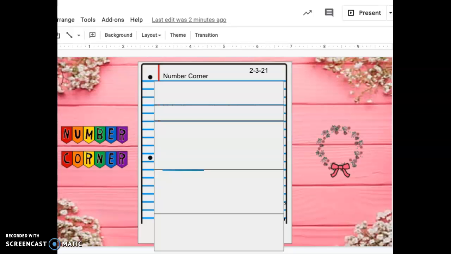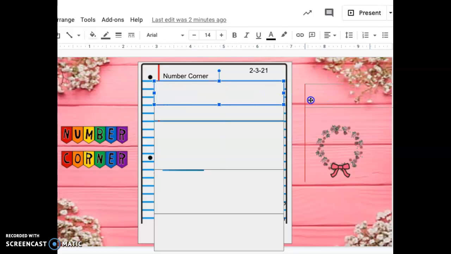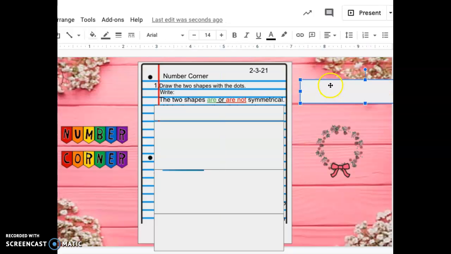2021. Please write the date and number corner at the top of your paper. Press pause if you need more time to do that. Next to number 1, you are going to draw the shapes that you see on the calendar, and then you're going to write the two shapes are symmetrical or the two shapes are not symmetrical.